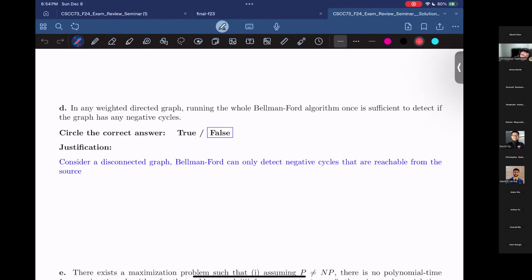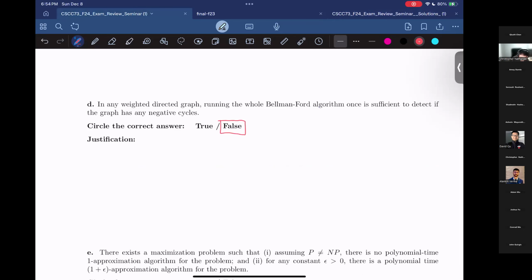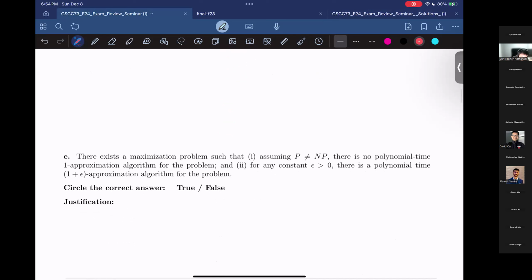Okay. Next one. There exists a maximization problem such that 1, assuming that P is not equal to NP, there is no polynomial time 1 approximate algorithm for the problem. And 2, for any constant epsilon strictly more than 0, there is a polytime 1 plus epsilon approximation algorithm for the problem. True or false?